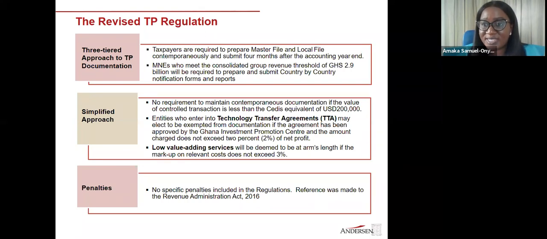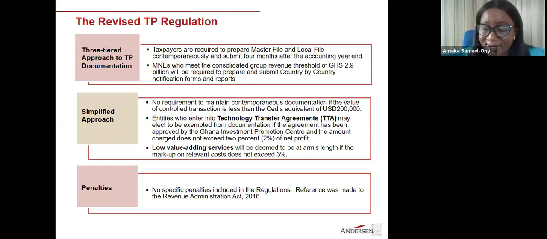So then on low value adding services, these are services that are not of high value. They are not the core of businesses. Oftentimes they are called support services, things like accounting services, for example. Such low value adding services will be deemed to be at arm's length if the taxpayer adopts a cost plus methodology in testing that transaction, and the markup applied on the cost of providing that service does not exceed 3%. That taxpayer can also apply to the Commissioner General and ask to be exempted from maintaining contemporaneous documentation.